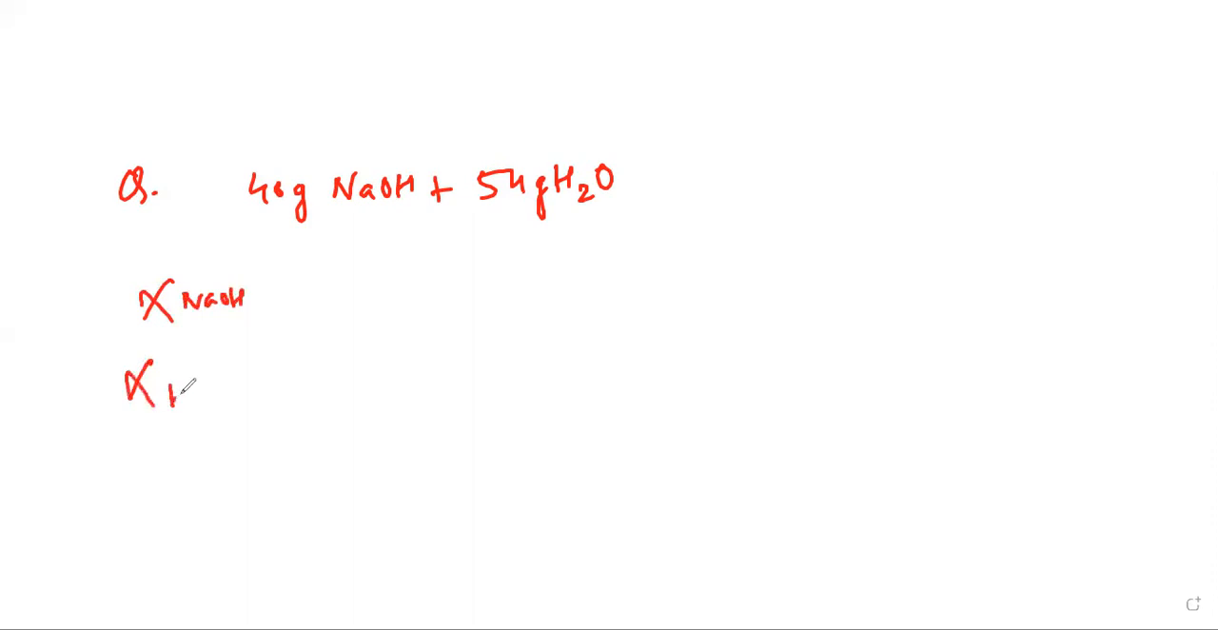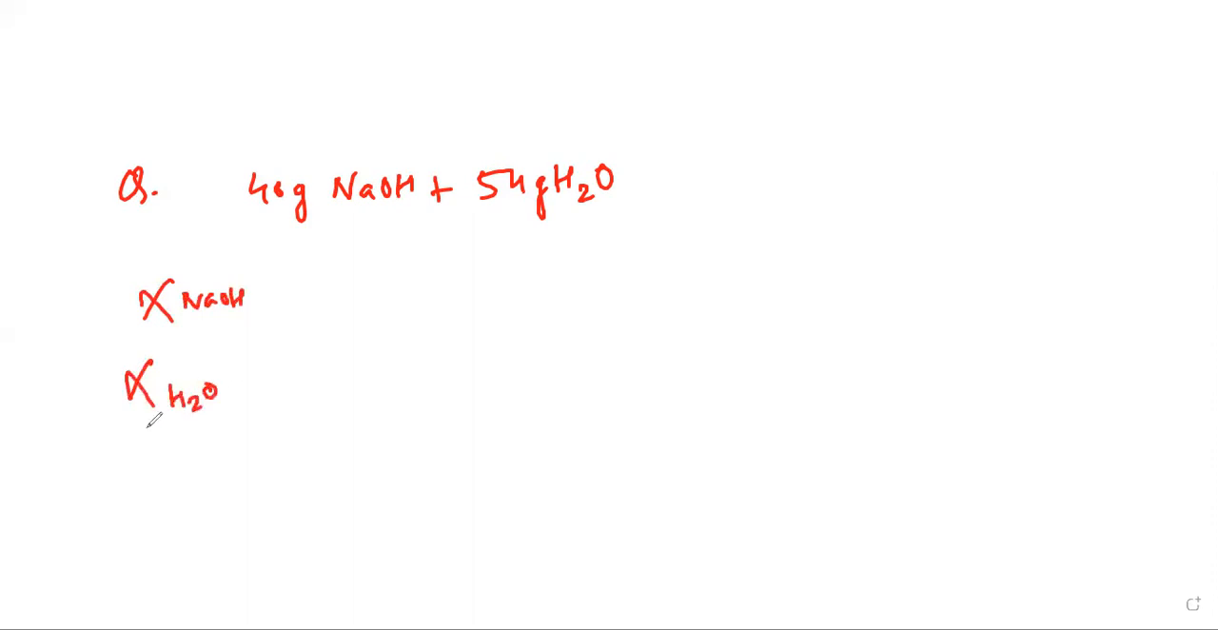Question: 40 gram of NaOH plus 54 gram of H2O. You have to calculate the mole fraction of NaOH and H2O. Ma'am, could you repeat the values? 40 gram NaOH plus 54 gram H2O. You have to find zeta NaOH and zeta H2O.